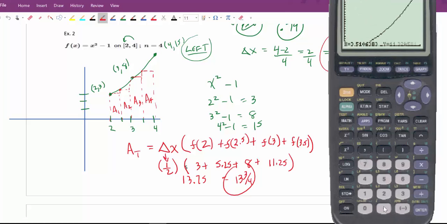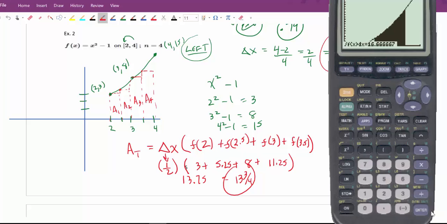Go to option 7, lower limit on this problem is 2, upper limit is 4. Do that, that's what we just found. So we're underestimating a little bit, aren't we? All right, now that's going to be the end of my Riemann sums. But you get the idea.